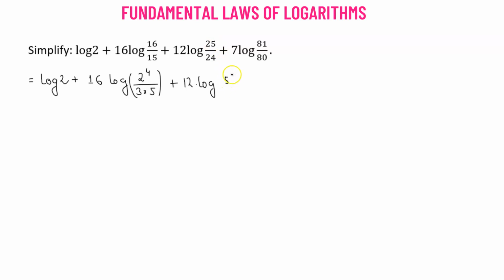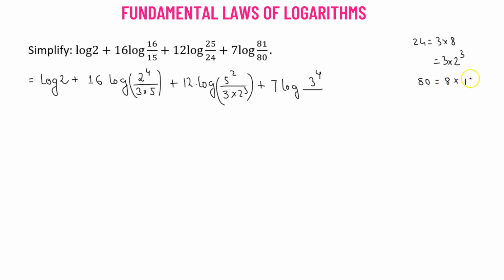So 25 is 5 squared divided by 24. So 24 is 3 times 8. So that means we have 3 times 2 cubed, plus 7 times log of 81. So 81 will be 3 raised to the power of 4 divided by 80. So 80 here is 8 times 10. 8 is 2 cubed, times 10, so that's 2 times 5, or simply 2 raised to the power of 4 times 5.